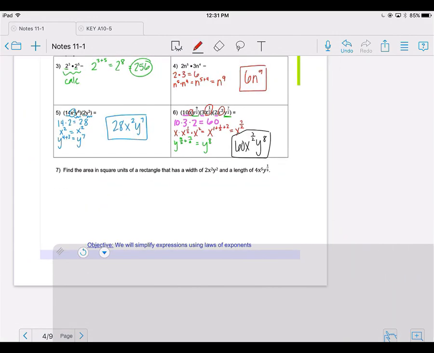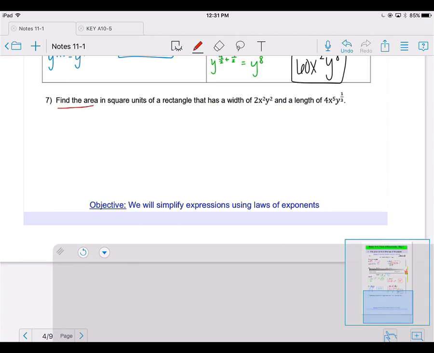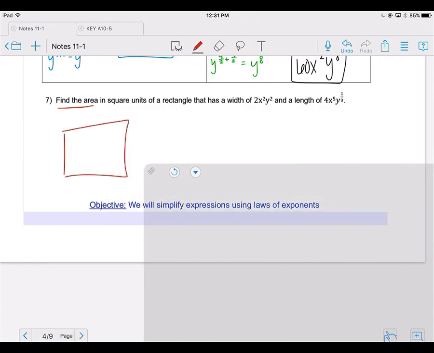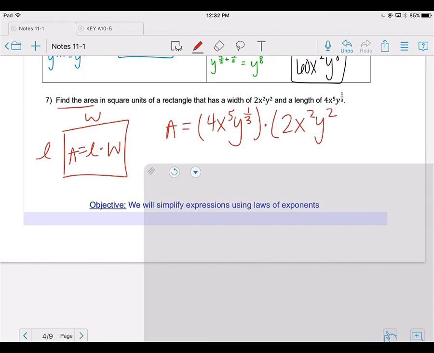For problem 7, they're asking us to find the area in square units of a rectangle that has a width and a length. So when we have an area, we have length and width. To find the area, we multiply length times width. So my area is going to be 4x^5y^(1/3) times 2x^2y^2.